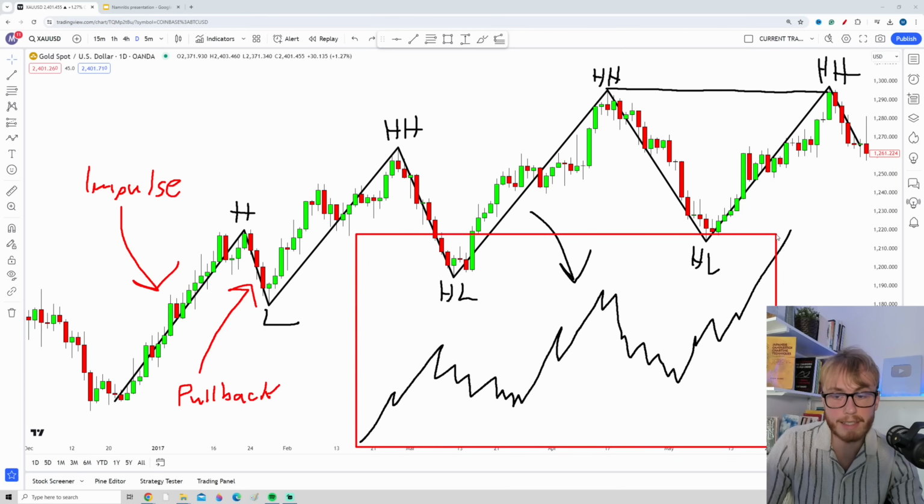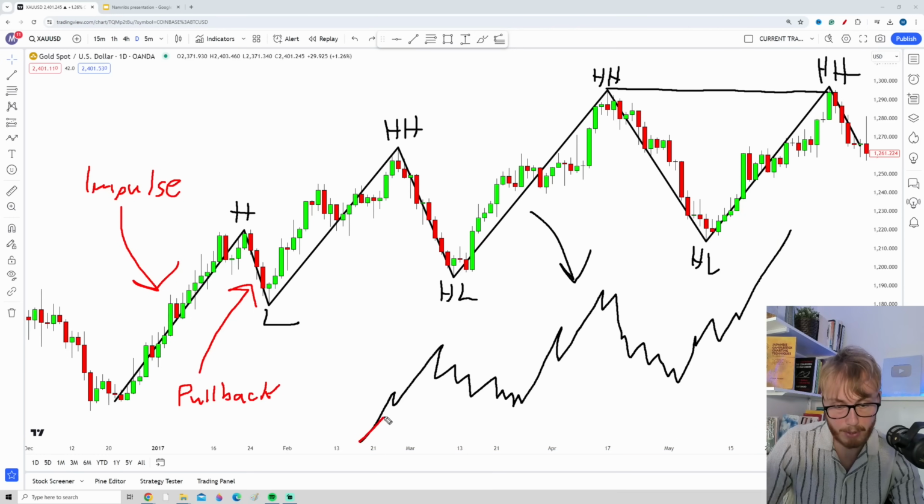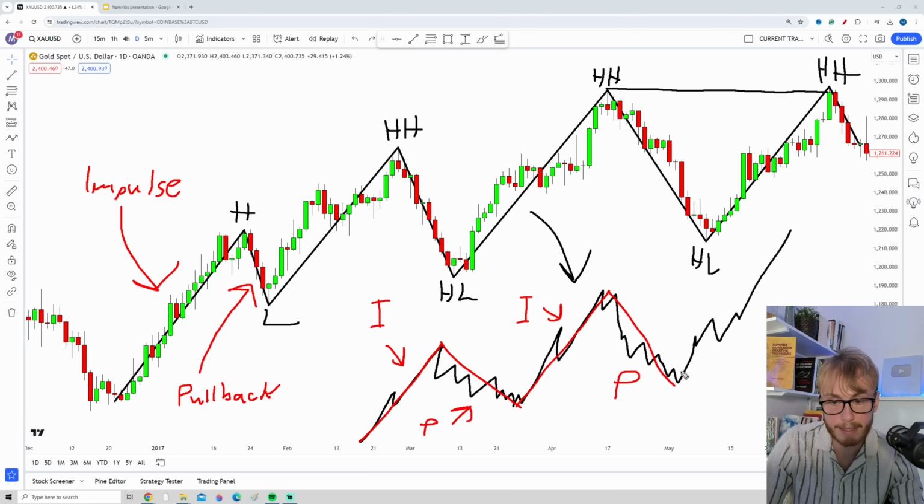So to analyze this trend, it's first important to identify the impulsive moves and the pullbacks. So for example, right here, is this an impulsive move or a pullback? Well, this is an impulsive move. Then this whole move right here is our pullback. We see the next impulsive move right here, and then we see a pullback, right? And then we have the next strong impulsive move.